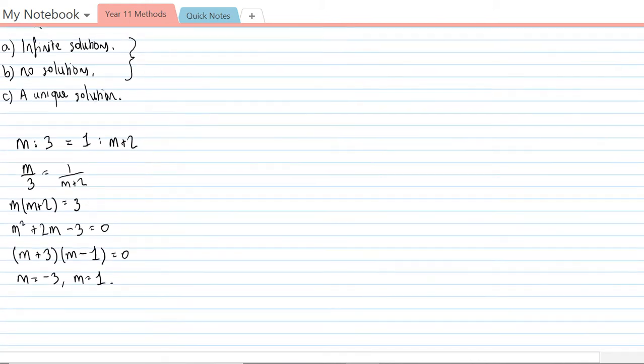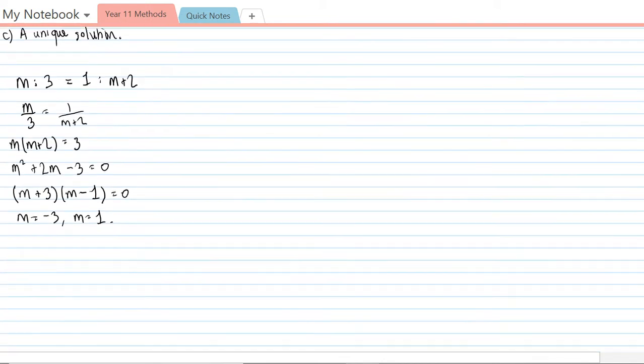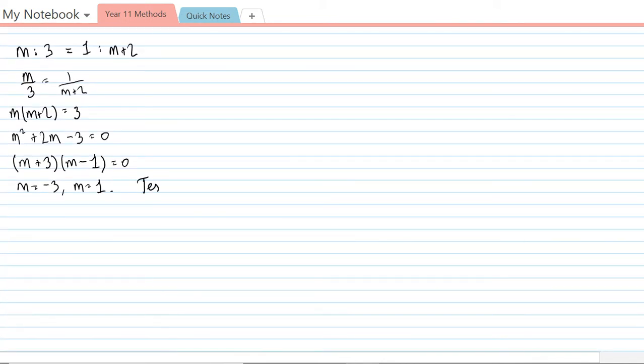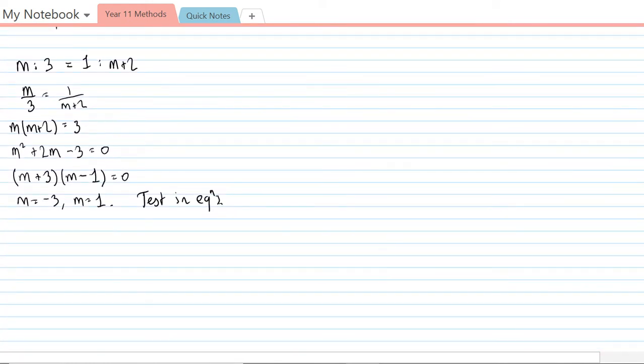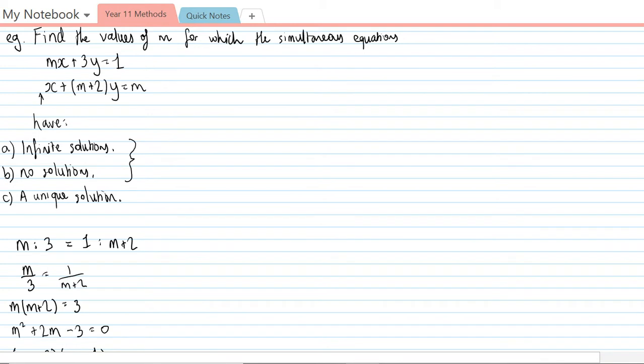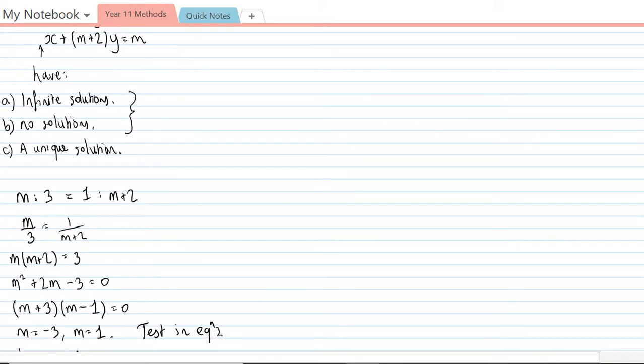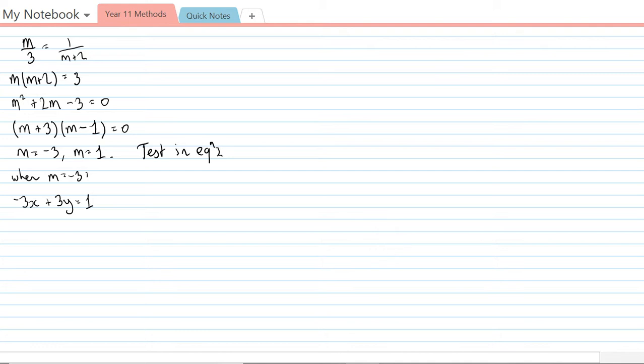So I think the easiest thing to do from here is simply to test, okay? So we're going to test it in the equations. Okay, so the first equation, mx plus 3y equals 1, I'll go when m equals negative 3. So negative 3x plus 3y equals 1. That would be the first equation. And the second equation, x plus (m plus 2)y. So that's going to be x plus negative 3 plus 2, which is negative 1y, so that will actually be a minus there.